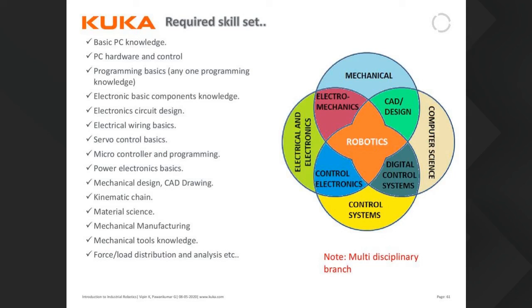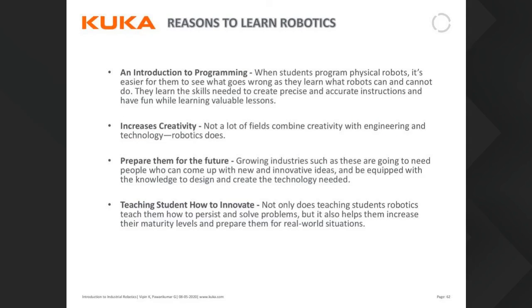What you require is just basic PC knowledge. And see, if you are a mechanical or electronics student, it doesn't mean that you should stay in that field only, because robotics is multidisciplinary. It means we need to have knowledge of other fields also. As you can see in the diagram, robotics is at the center. It means all branches have their entry into robotics. If we go to the next slide, you can see why to learn robotics.